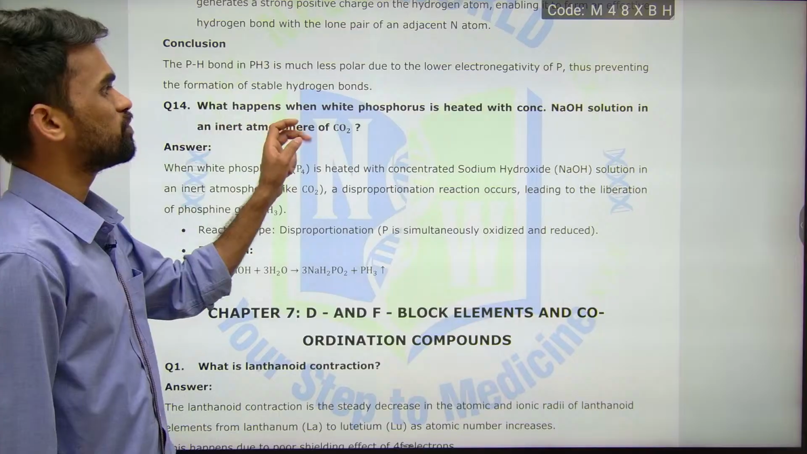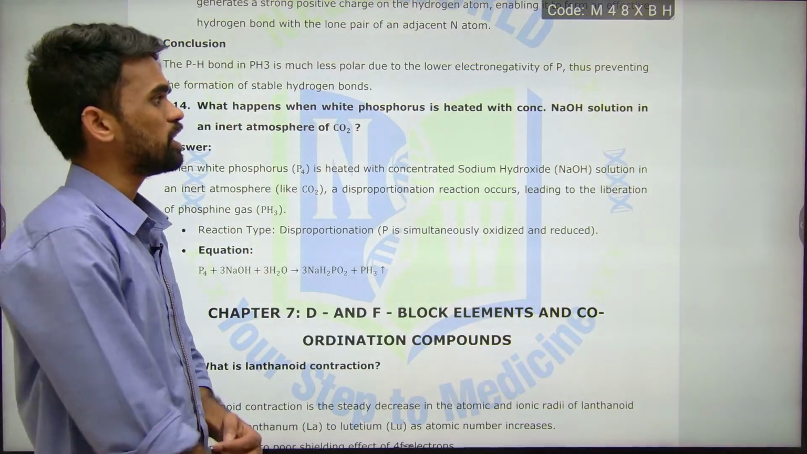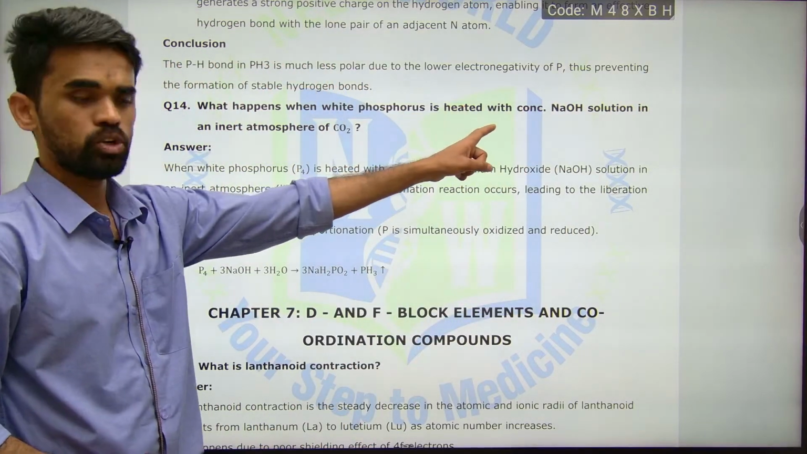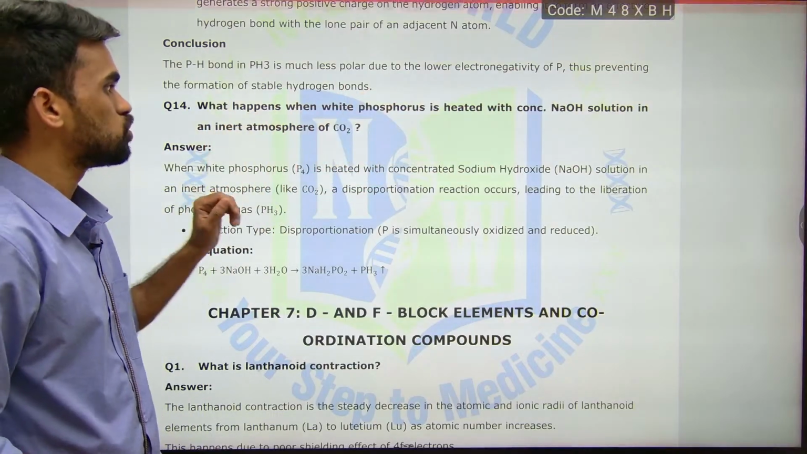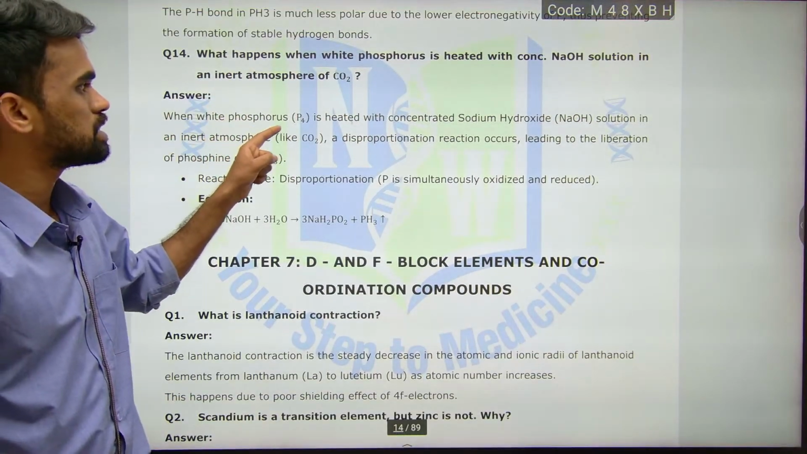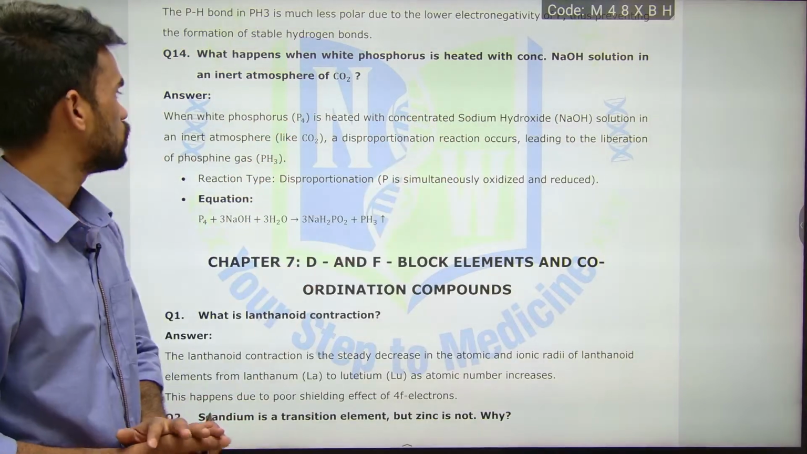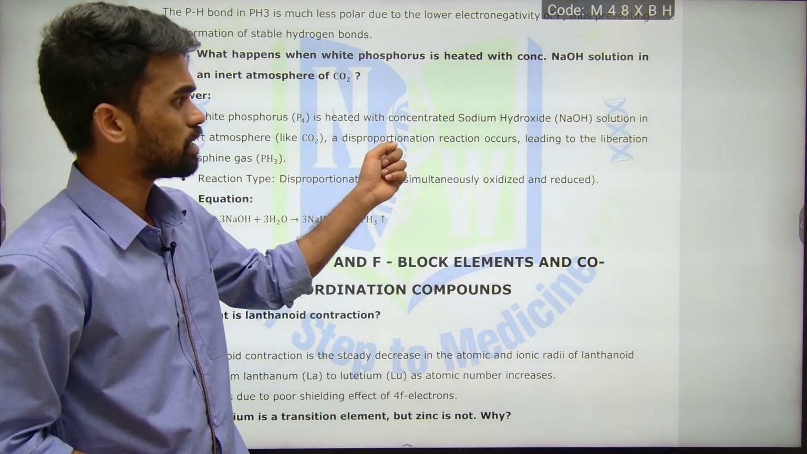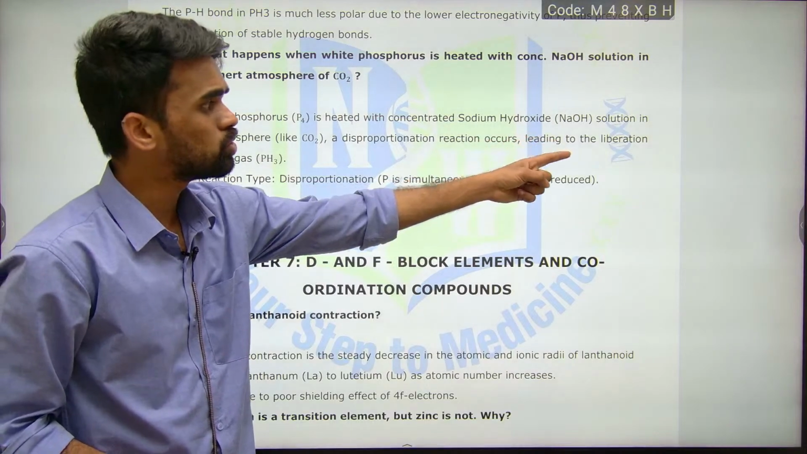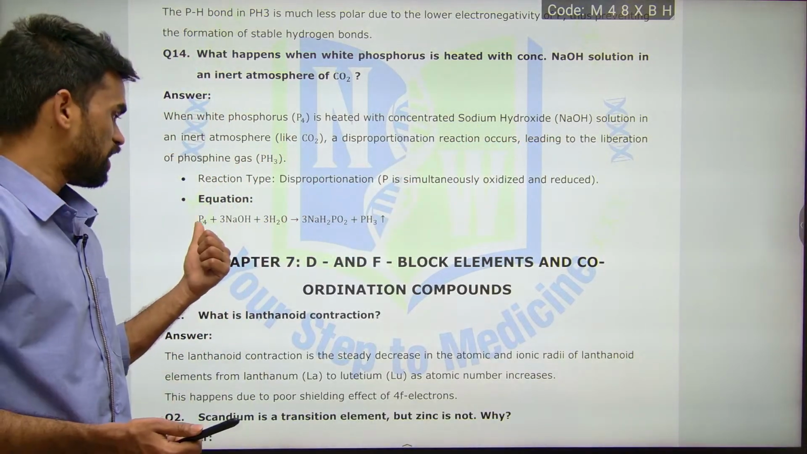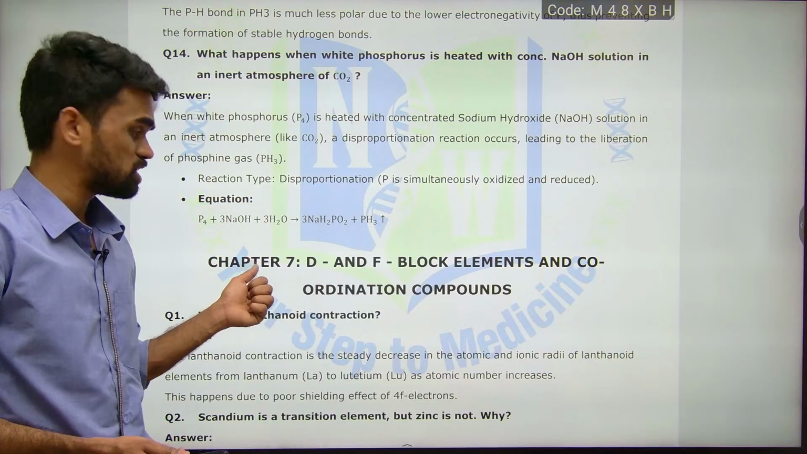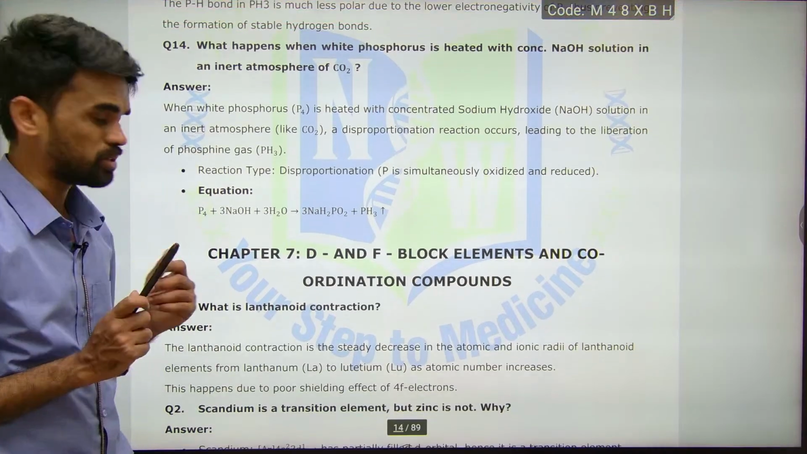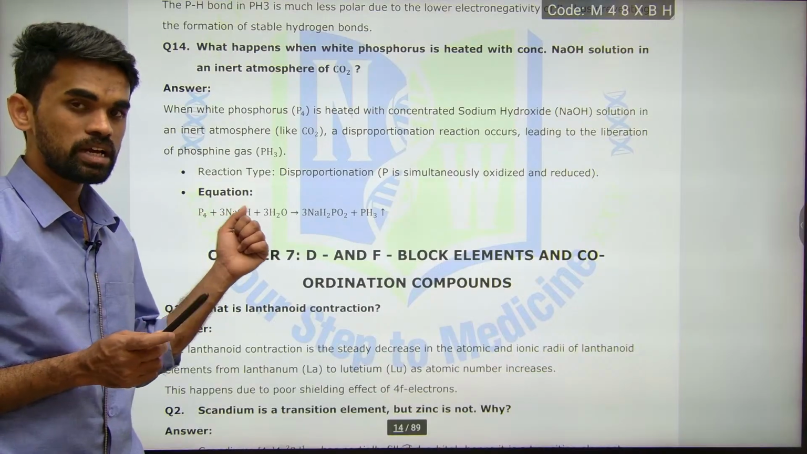Look here. What happens when white phosphorus is heated with concentrated NaOH solution in an inert atmosphere of CO2? When white phosphorus is heated with concentrated sodium hydroxide solution in an inert atmosphere like CO2, a reaction occurs leading to liberation of phosphine gas. White phosphorus P4 in basic medium like NaOH undergoes a disproportionation reaction. Again, this reaction is equally important for your competitive exams.